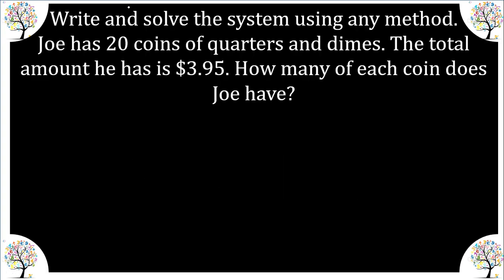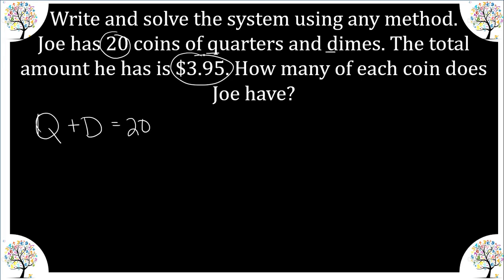Now let's write a system and solve it. Joe has 20 coins of quarters and dimes. The total amount he has is $3.95. How many of each coin does Joe have? So first of all, let's write how many he has. I'm going to use Q for quarters. So he has quarters plus dimes, and that totals 20. So this is how many coins.